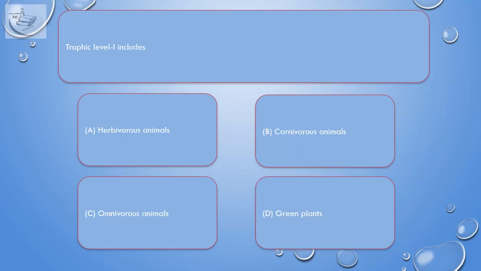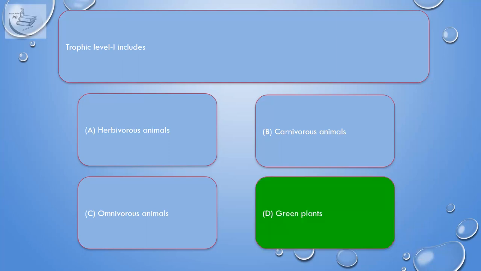Question: Trophic level 1 includes A. Herbivorous animals, B. Carnivorous animals, C. Omnivorous animals, D. Green plants. Correct answer is D. Green plants.